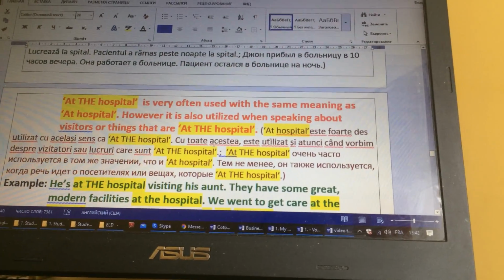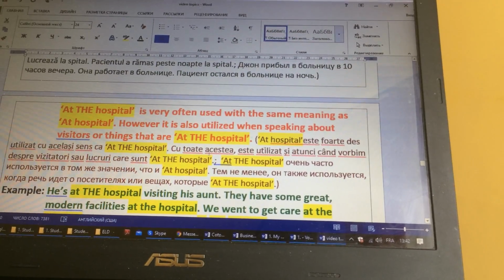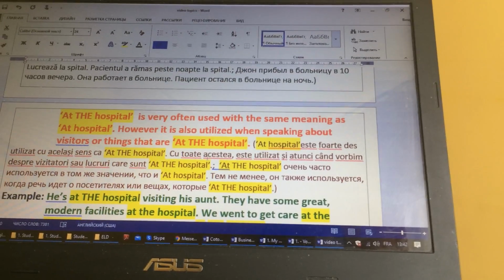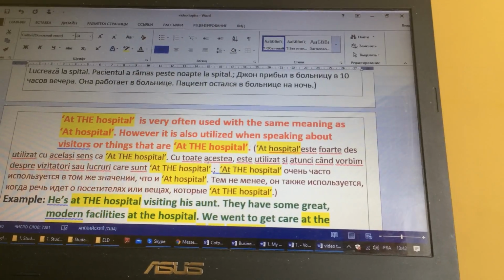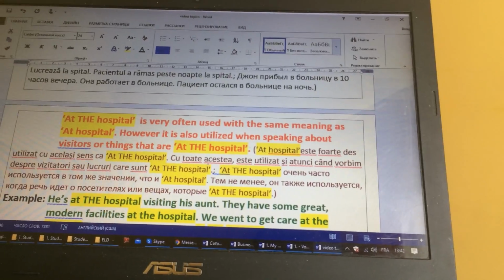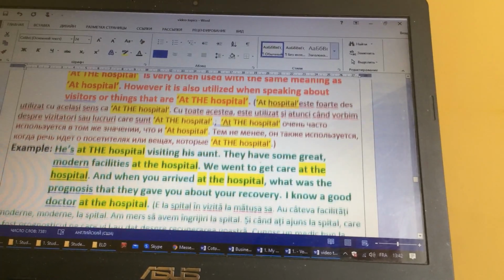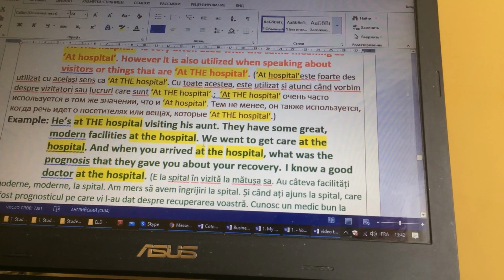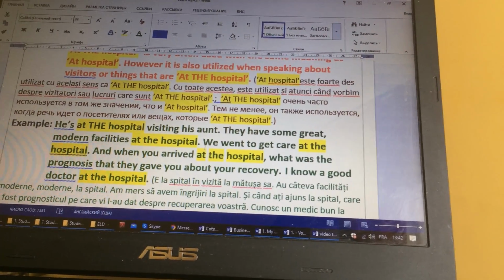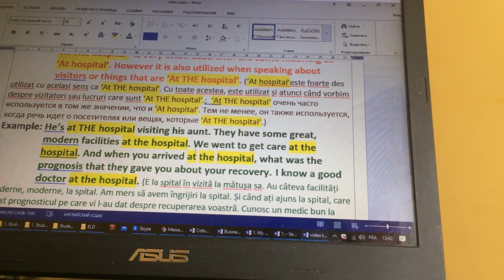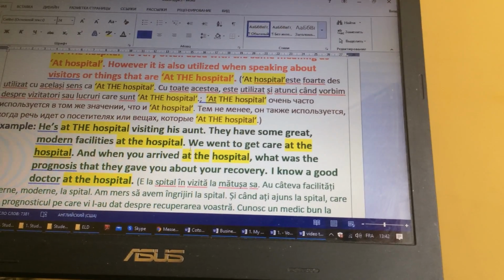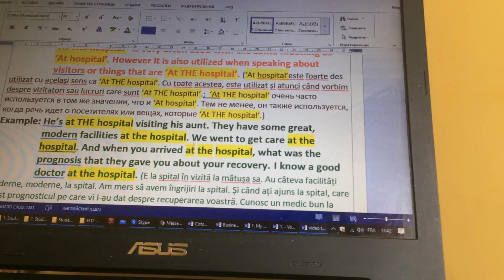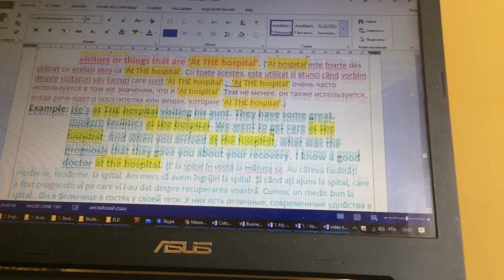At the hospital is very often used with the same meaning as at hospital. However, it is utilized when speaking about visitors or things that are at the hospital. He is at the hospital visiting his aunt. They have some great modern facilities at the hospital. We went to get care at the hospital. And when you arrived at the hospital, what was the prognosis that they gave you about your recovery? I know a good doctor at the hospital.